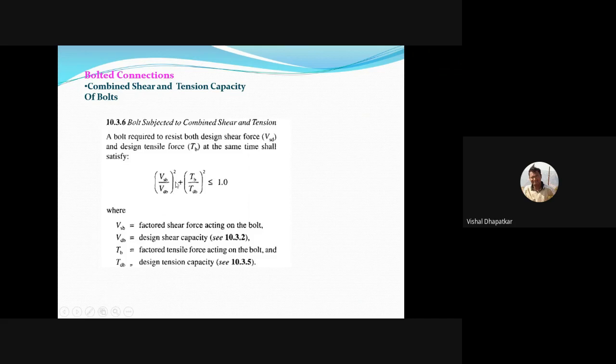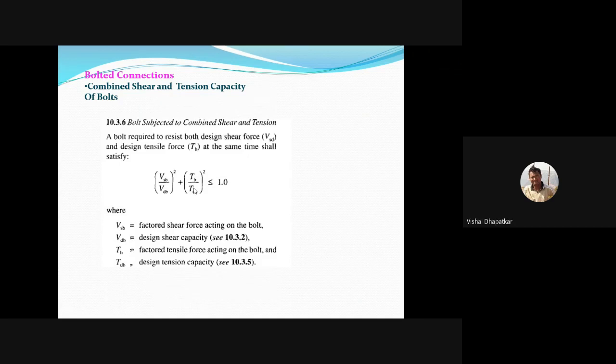plus factored tensile force acting on the bolt, or the tension in the bolt coming due to the analysis, divided by its tension capacity, and its square. So the addition of these two terms should be less than 1, so that the bolts are sufficient to carry the shear force and axial force simultaneously. So this is how we can check the bolts, right?